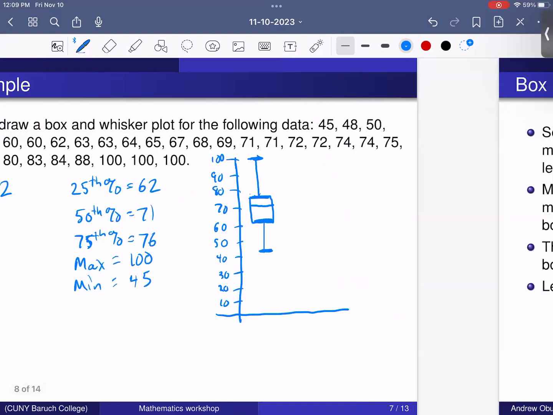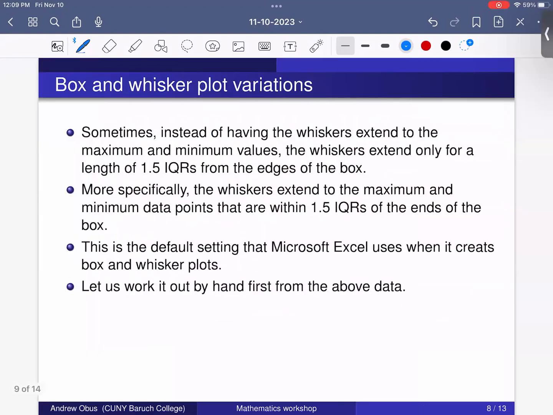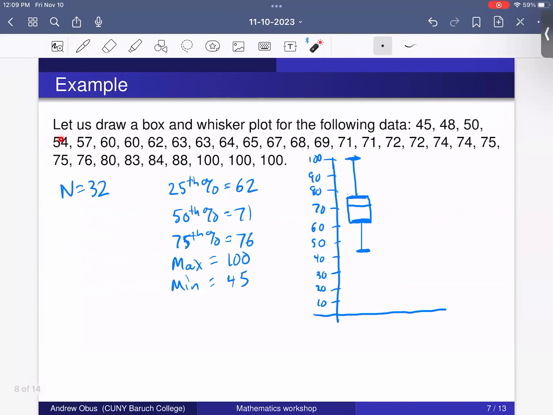Okay, so let me say something about variations that we have on box and whisker plots. Sometimes instead of having the whiskers extend to the maximum and the minimum values, you don't go all the way up to the maximum and all the way down to the minimum, but you only go up to a length of 1.5 interquartile ranges from the edges of the box. N32, N is just the number of entries here. So if you count how many entries there are, 32.